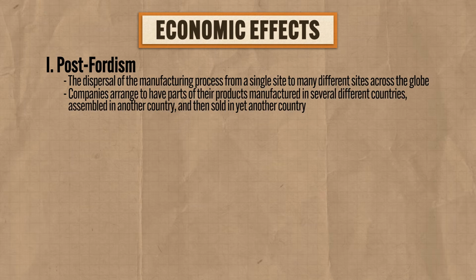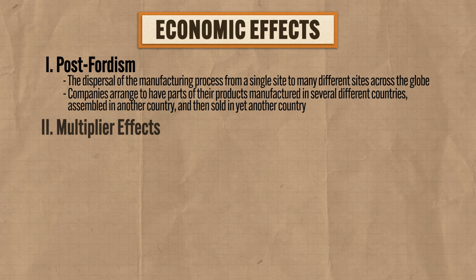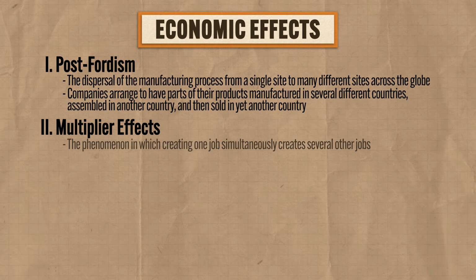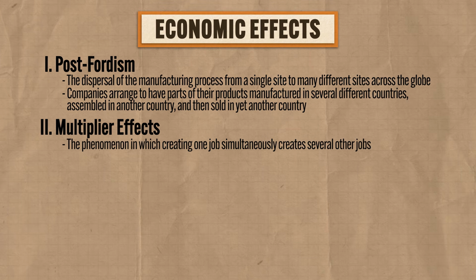And it was the rise of advanced transportation technology for shipping and SEZs which have enabled this kind of dispersed manufacturing to be economically viable. Okay, the second big effect is the increasing presence of multiplier effects, which describes the phenomenon in which creating one job simultaneously creates several jobs.